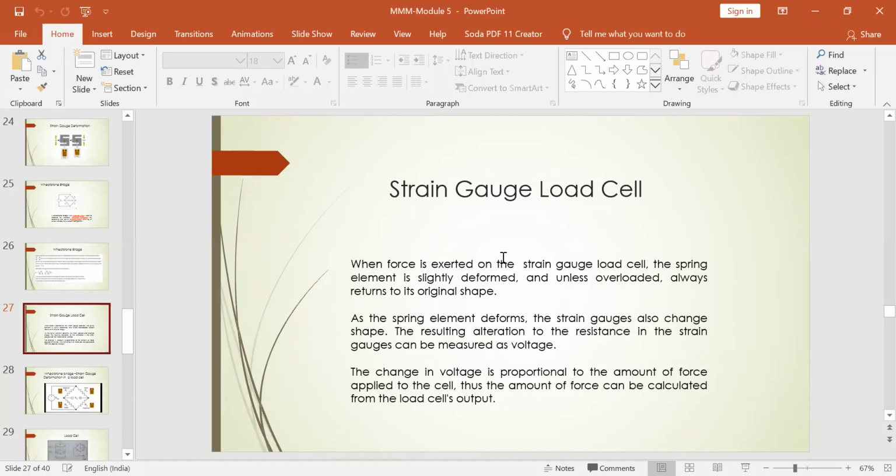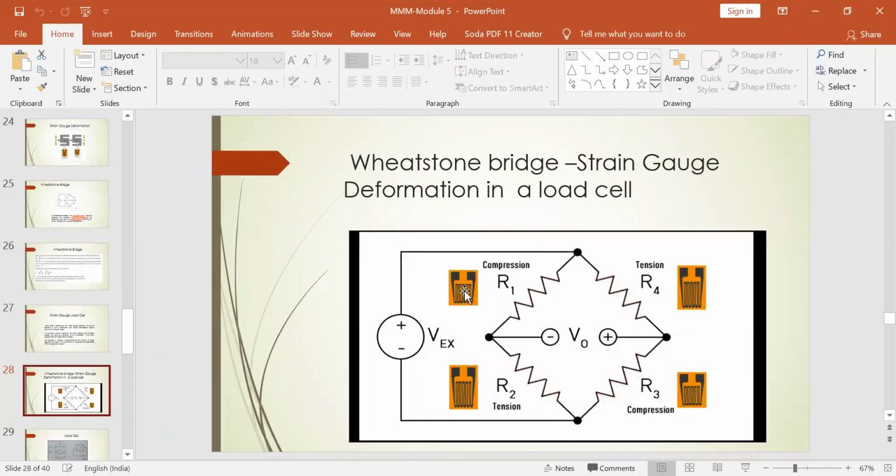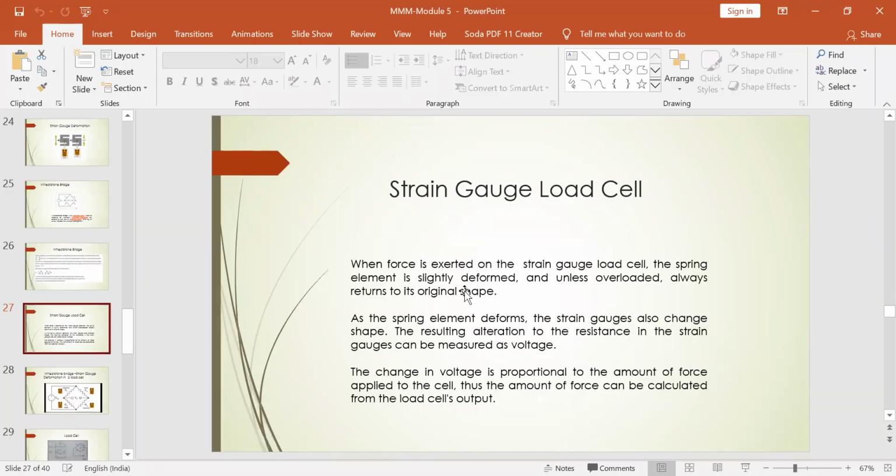When force is exerted on the strain gauge load cell, the spring element is slightly deformed. You will have the spring elements in the strain gauge, right? This will be slightly deformed, and unless overloaded, it always returns to its original shape.